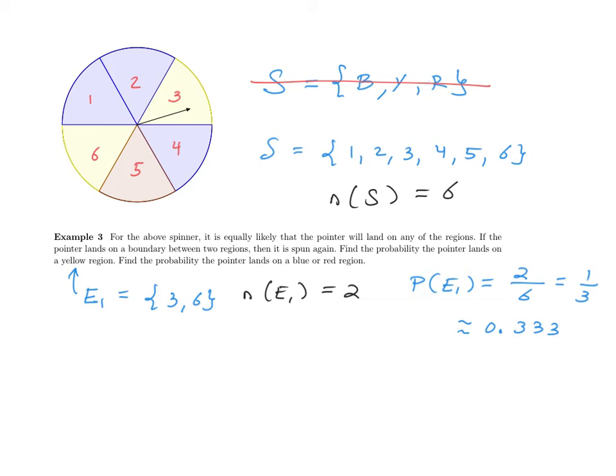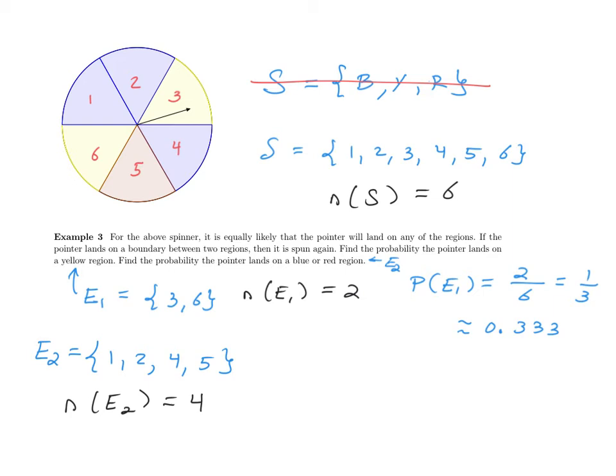Okay, what about the probability that the pointer lands on a blue or red region? So this will be here. This is going to be event 2. So for event 2, the way we've defined it, if you land on a blue or a red region, you're allowing for 1 to happen, 2 to happen, 4 to happen, and 5 to happen. So that means there are exactly 4 things in this subspace of the sample space.